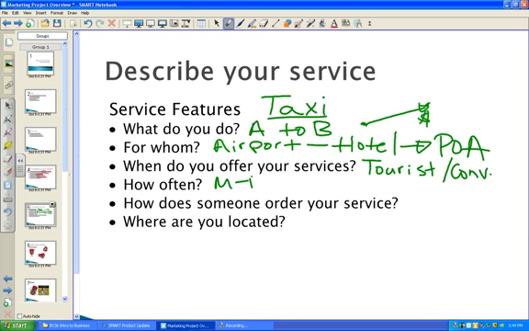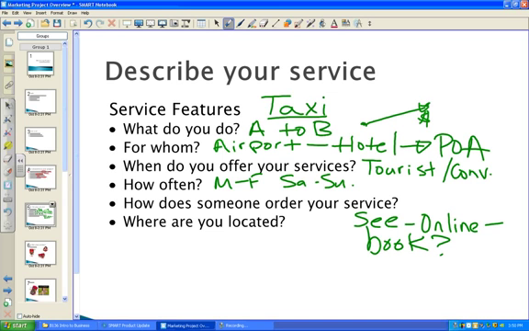How often? Am I a Monday through Friday kind of a service? Am I strictly on Saturdays and Sundays? That will depend on some of the questions that I've answered previously. And how does someone order my service? Do they only find out about me because they see me? Can they find me online? But not just find me online, but can they book my service online? Is that possible? And in one of my marketing classes, we are doing an online web component where ordering online will definitely be one of the channels that a customer can order my service.